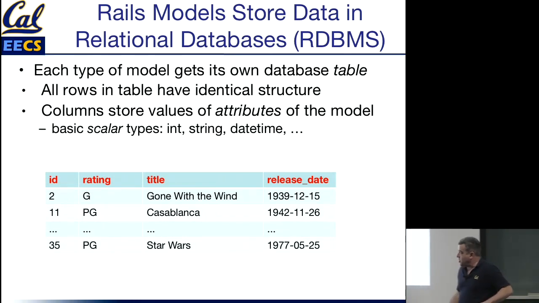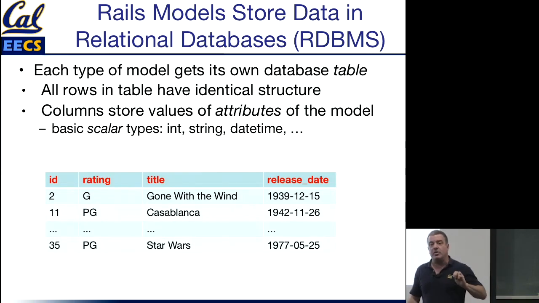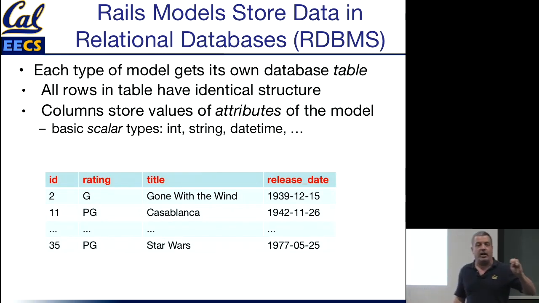Most relational databases support what I'll call basic scalar types. When I say scalar types, what do I mean by a scalar type? What would be an anti-example? What is a thing that is not a scalar type? Say again?